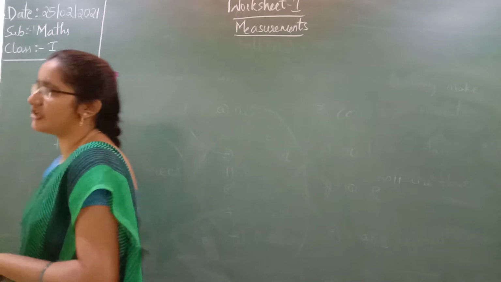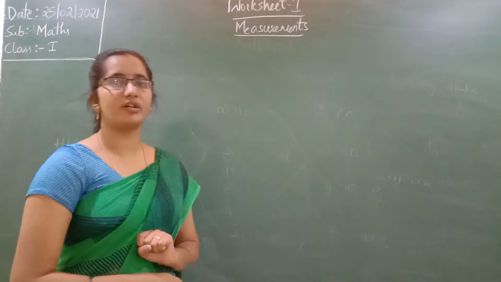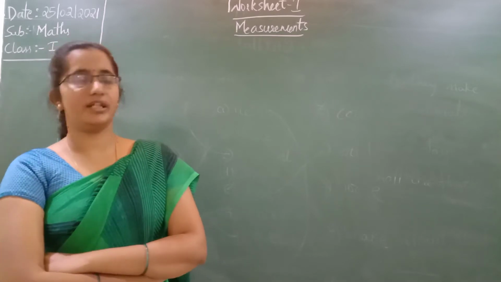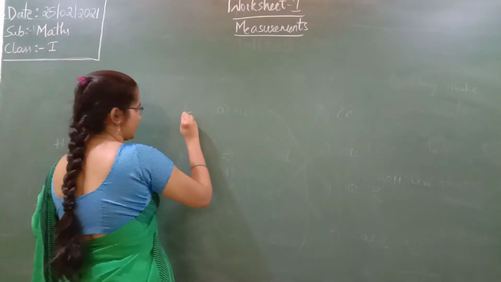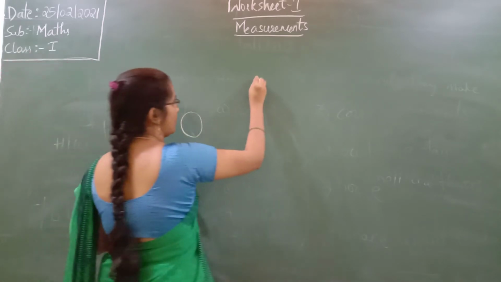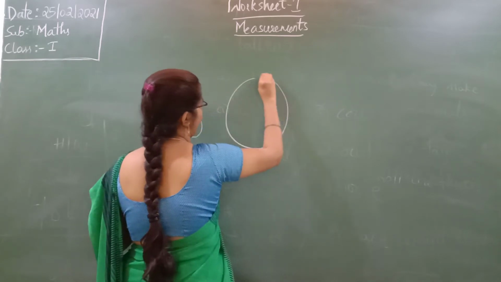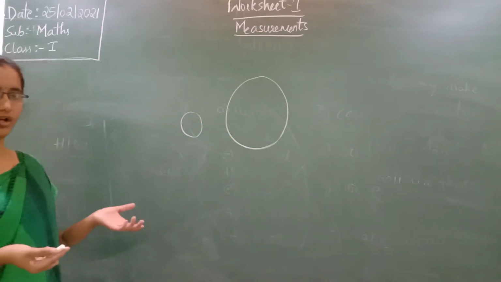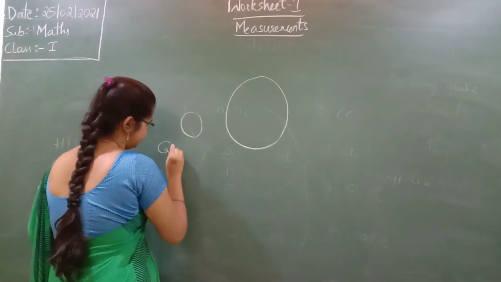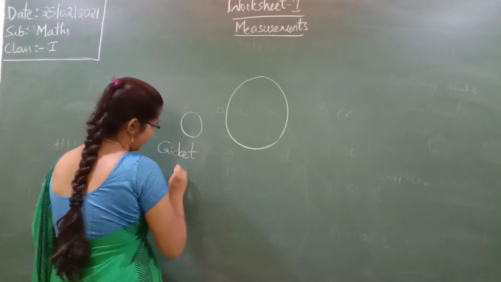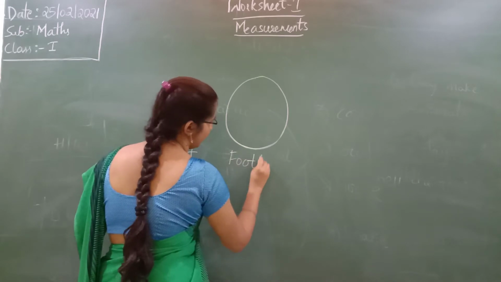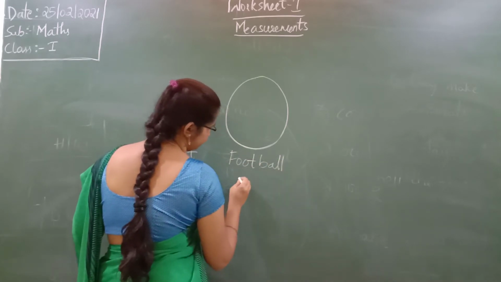Before entering into the measurements, please remember what is in the measurements. See, I have two objects. One small cricket ball, and another one is football or basketball, whatever you say. With this cricket ball, and this is football or basketball. I take football here.